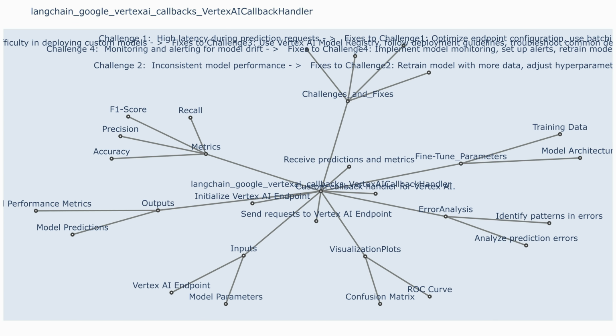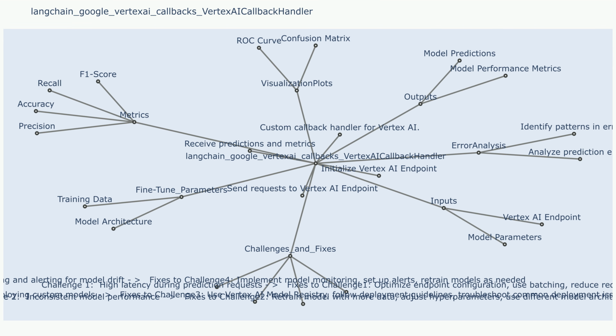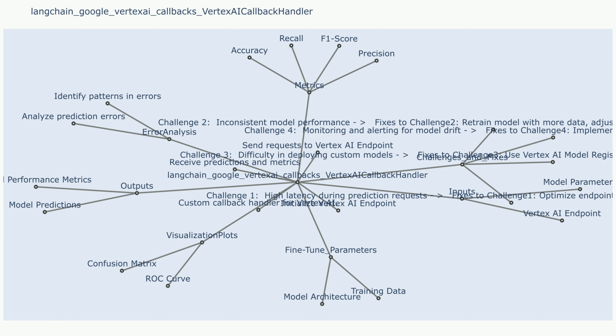LangChain Google Vertex Callbacks: Vertex AI Callback Handler. Description: the Vertex AI Callback Handler is a LangChain callback that provides integration with Google Vertex AI. It's designed to track and manage the execution of LangChain chains within the Vertex AI environment.